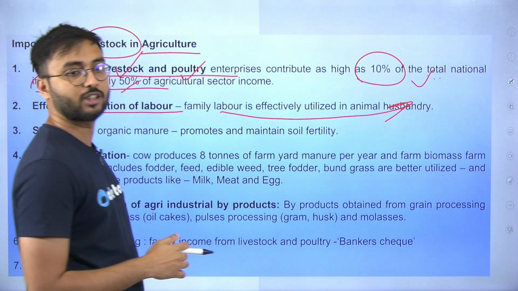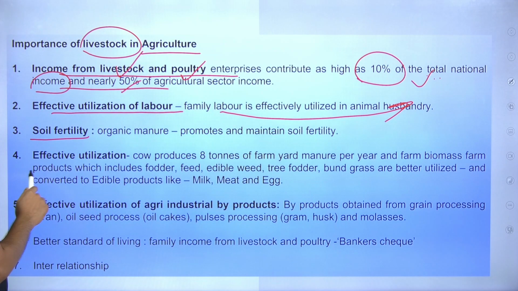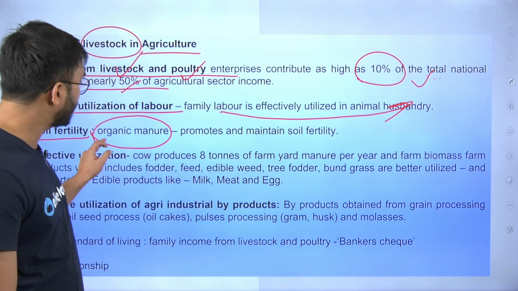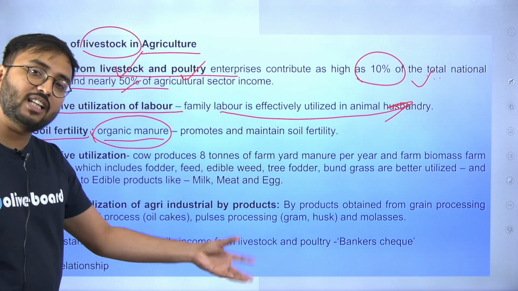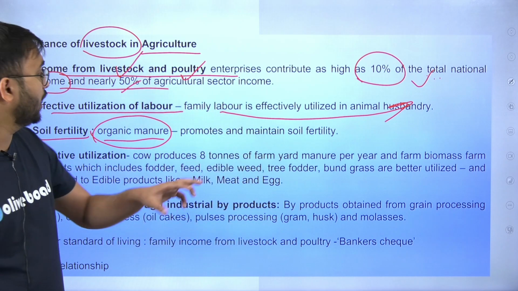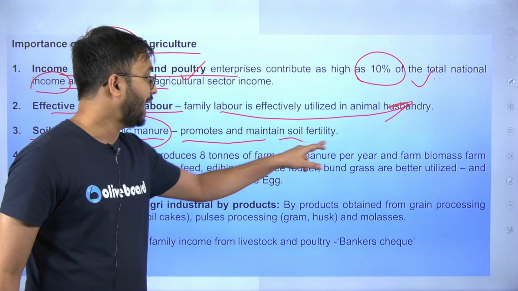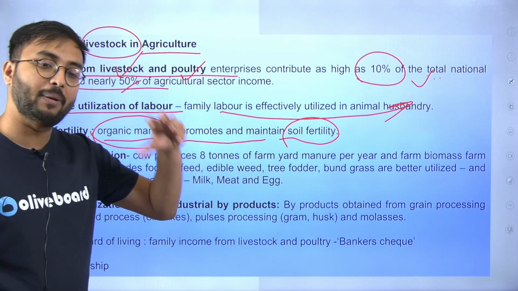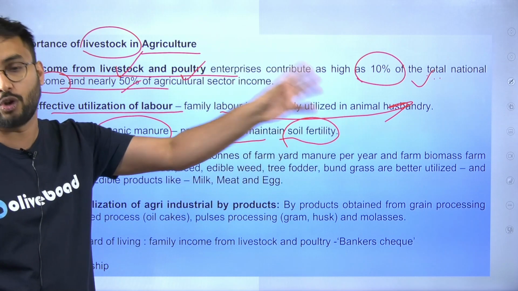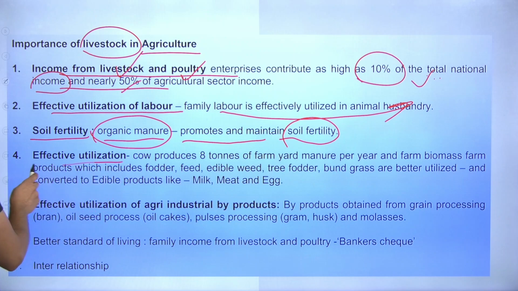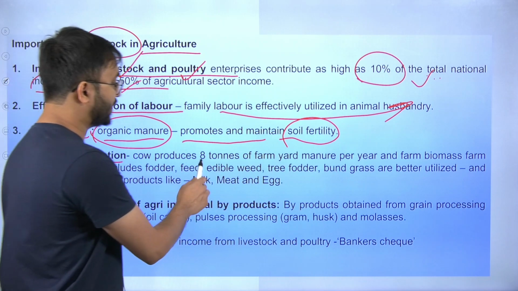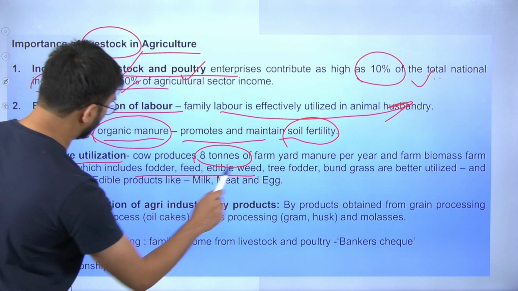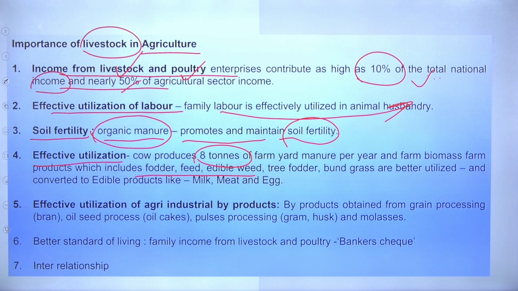for the same animal husbandry activities. Then soil fertility. The excreta or waste products from agriculture as well as from animal husbandry or livestock rearing could be used to promote and maintain soil fertility in your field. For example, from cow dung you can prepare organic manure and use it in your field. A cow produces 8 tons of farmyard manure per year, and that same manure could be used in your agricultural field.